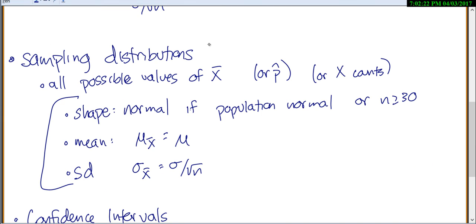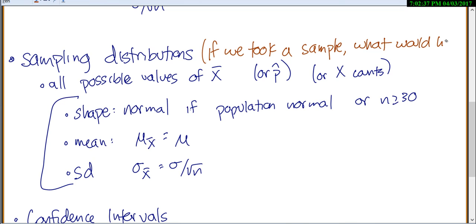So let's go and add that back in. Sampling distributions is always, if we took a sample, what would happen? And I might not actually say that. I might just say, what is the sampling distribution, or something. But if it's giving you more words and not saying find the sampling distribution, that's the general idea. So we know this about the population. If we took a sample, what would happen?